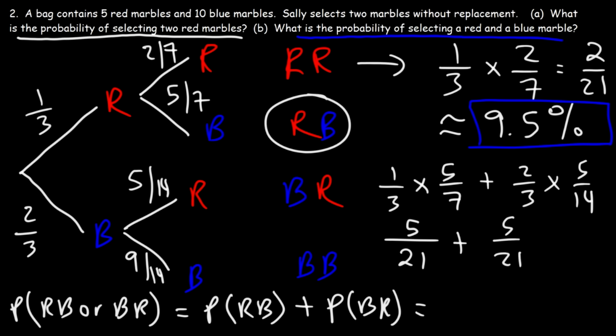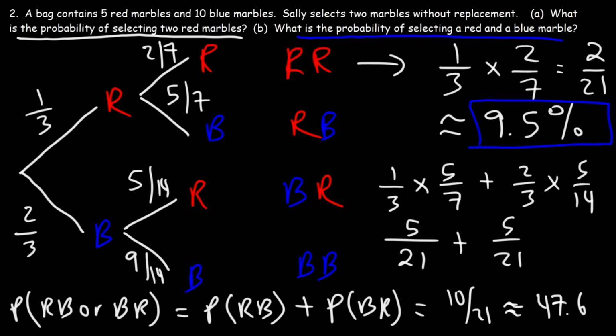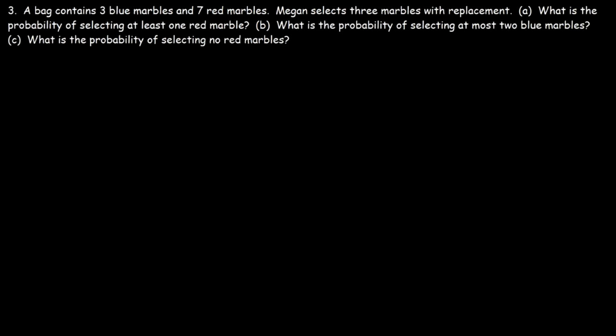These two, it turns out they have the same probability. And so that gives us 10 out of 21, which is 0.47619. So this is going to be approximately 47.6%. So there's a 47.6% chance of getting a red and a blue marble.